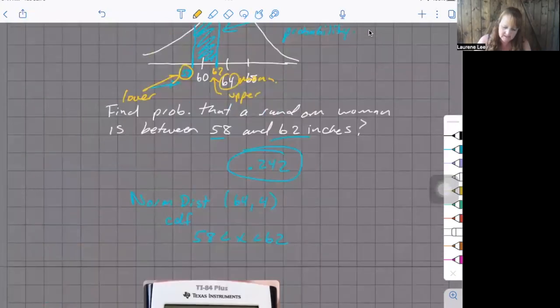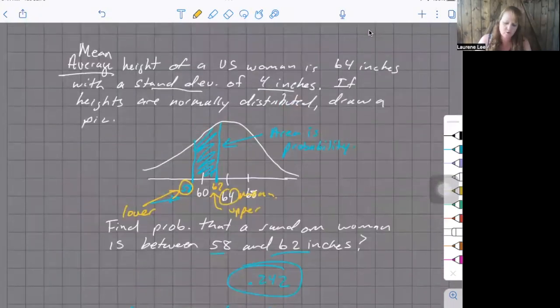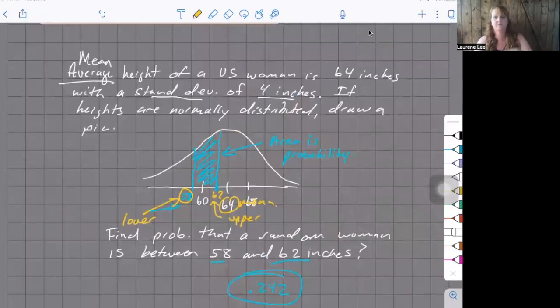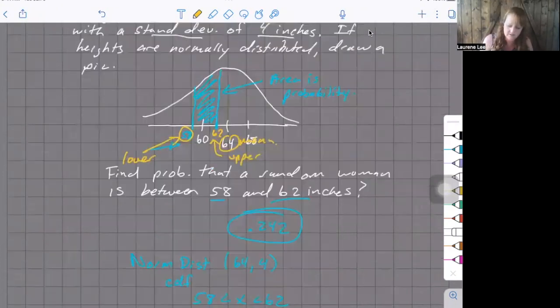Now let's do another question off of this problem. The only way these problems change is the scenario changes. We're not talking about height. We're talking about number of dogs people own or blood pressure or whatever. And the mean and standard deviation change. But the types of problems are always going to say, find the probability that, and then it's going to give you some parameters. And you're always going to this menu. You're always doing the same thing.